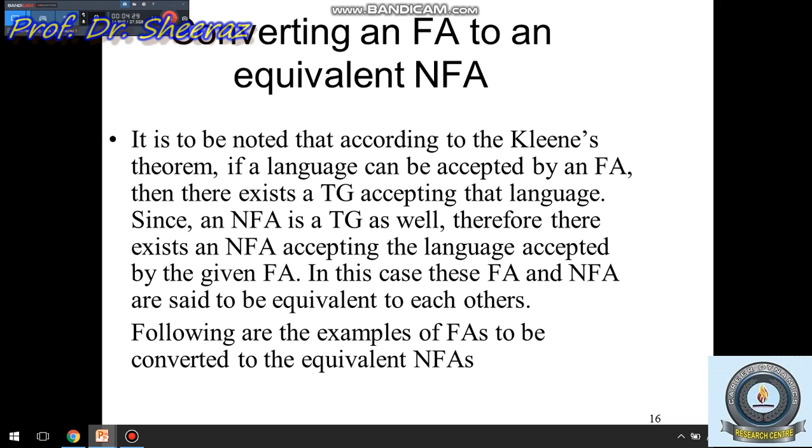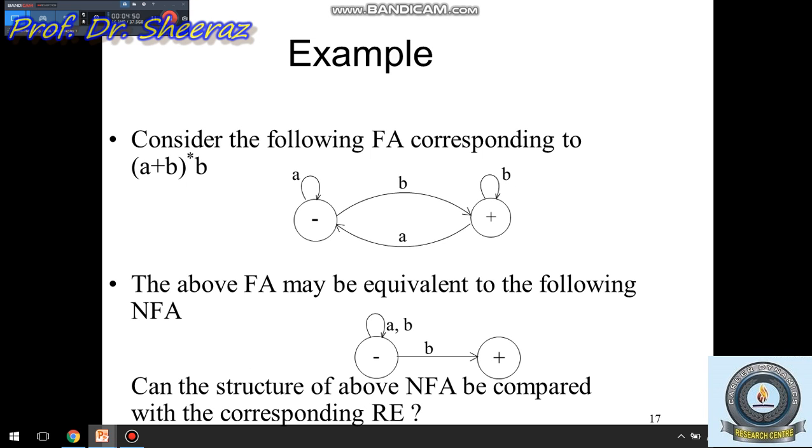It is to be noted that according to Kleene's theorem, if a language can be accepted by a finite automata, then there exists a transition graph accepting that language. Since an NFA is a TG as well, therefore there exists an NFA accepting the language accepted by the given FA. In this case, these FA and NFA are said to be equivalent to each other. For example, यहाँ पर देखें तो चूँकि ये दोनों languages same alphabets को read कर रही हैं, same regular expression को read कर रही हैं, therefore हम कह सकते हैं कि both of them are equivalent.